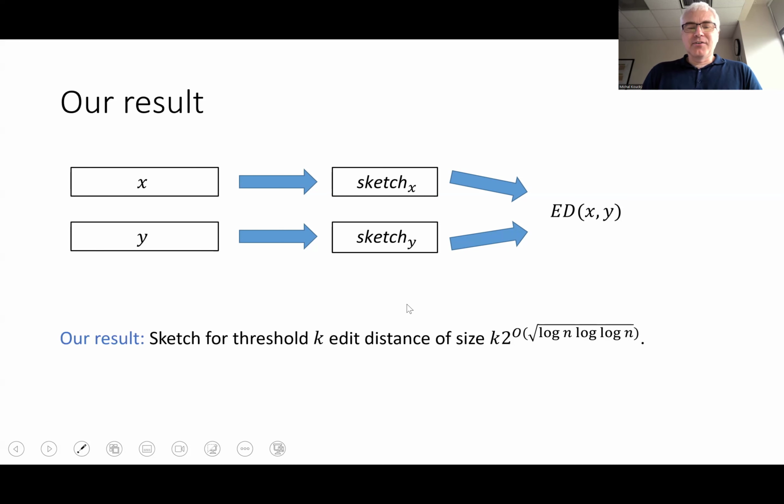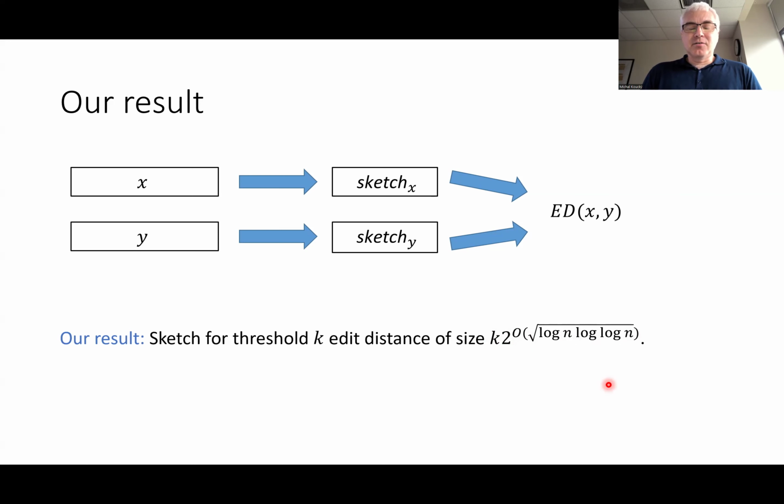So what is our result? Our result is a sketch of size linear in k times some small factors which depend on n. In particular, our sketch is of size k times 2 to the square root of log n times log n. Now we should think of the term with 2 to the square root of log n as relatively small. It grows slower than any polynomial factor. If you think of n to the epsilon, this function actually grows slower. So if k were something like n to the half or n to the 1/4, then this is negligible.